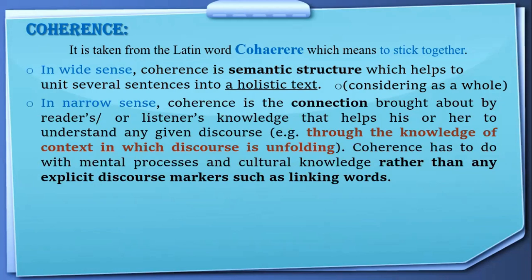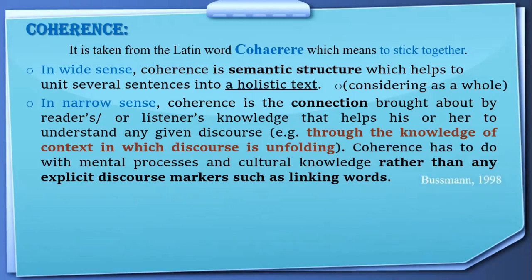Coherence has to do with mental processes and cultural knowledge rather than any explicit discourse markers such as linking words. So in a narrow sense, when we talk about coherence, we are talking about the knowledge which a reader or listener is getting, the knowledge in context, whether it is according to the context or how it is folded into the discourse.